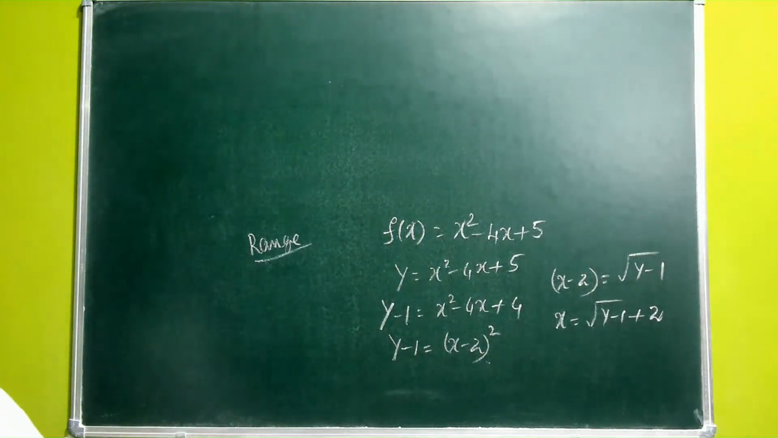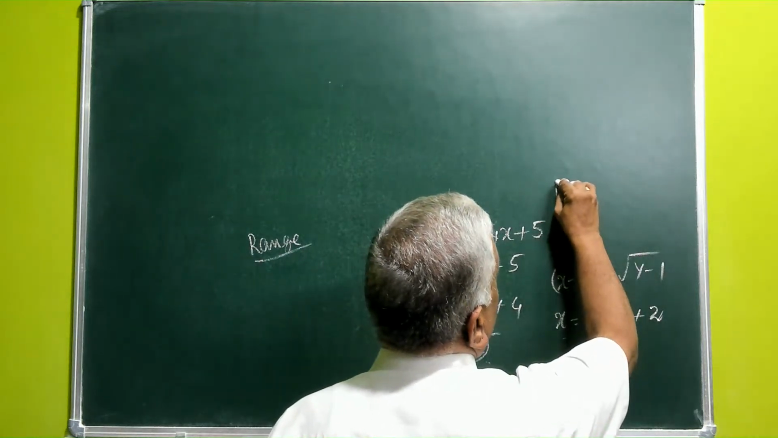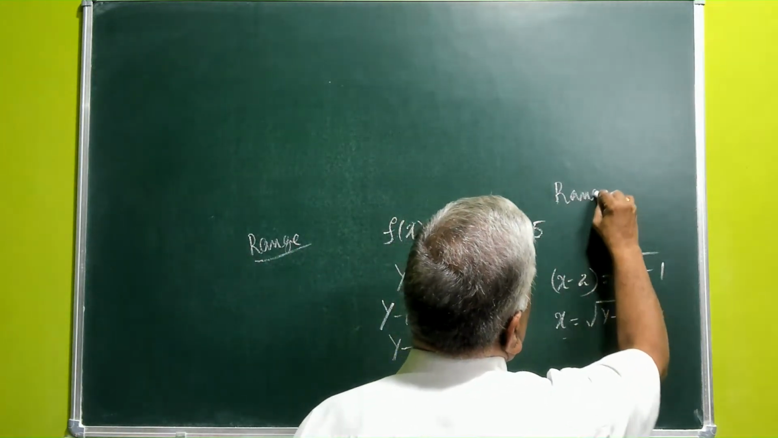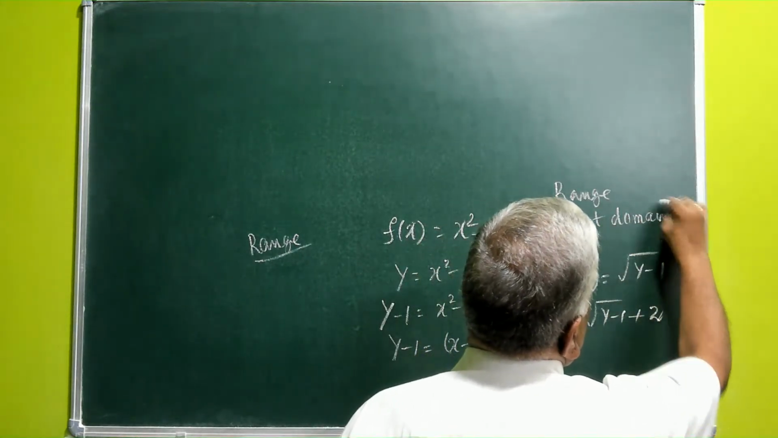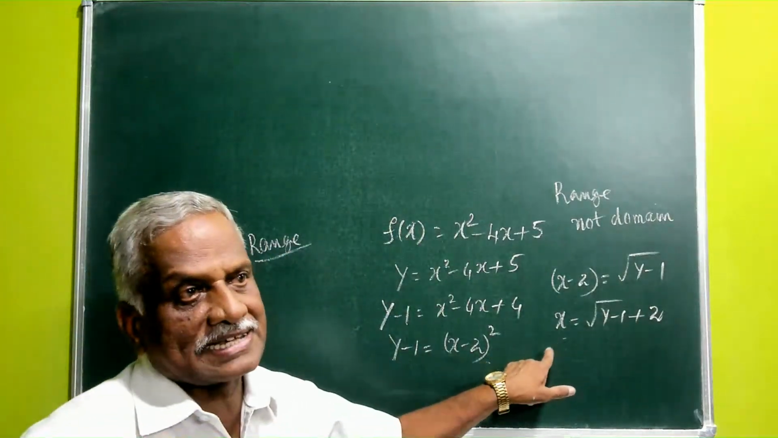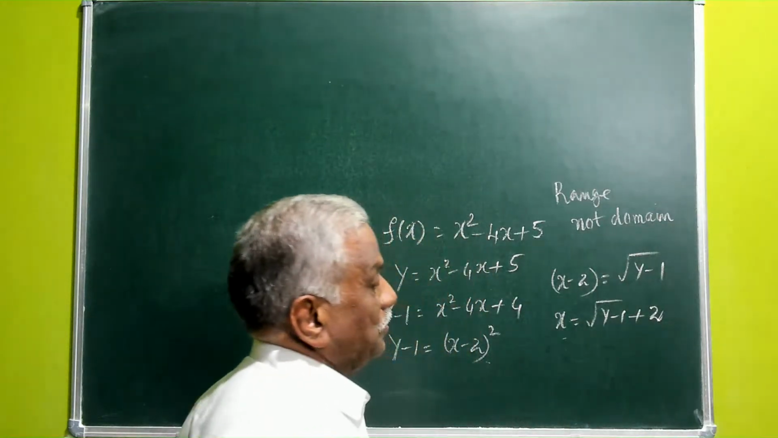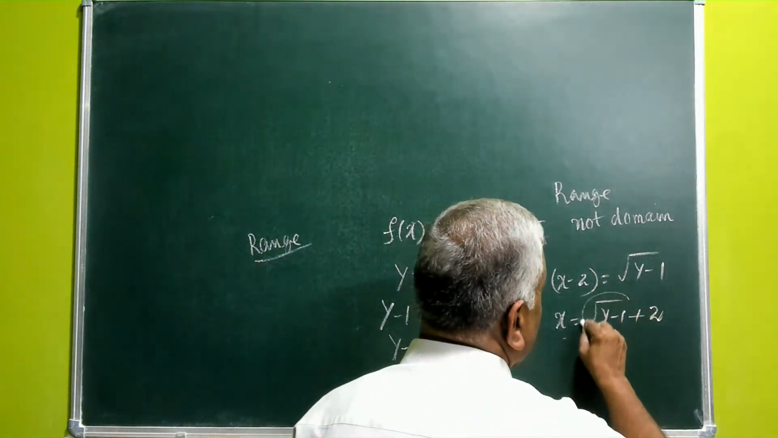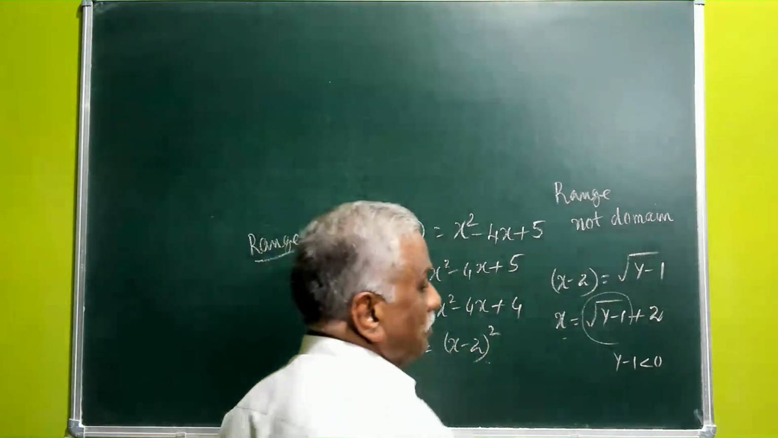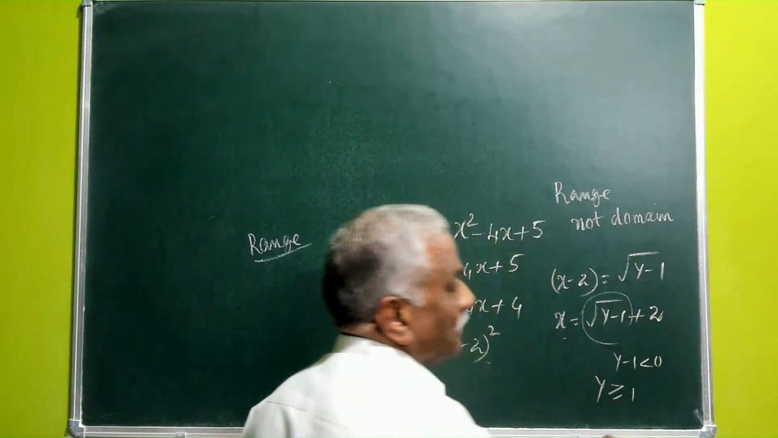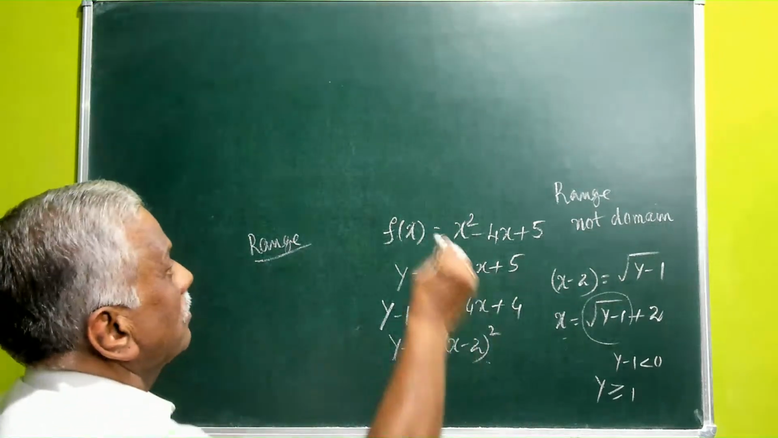Let me repeat this. The problem is of range, not domain. So what values can x take? Now, when we simplify this, we get x equals root of y minus 1 plus 2. You know pretty well, this will not exist if y minus 1 is less than 0. So y should be greater than or equal to 1. So what is the range of this? y greater than or equal to 1. So try to understand the concept.